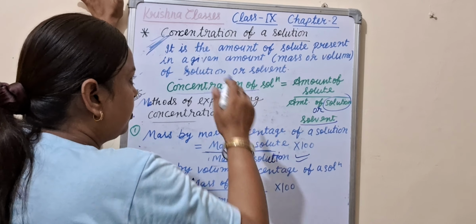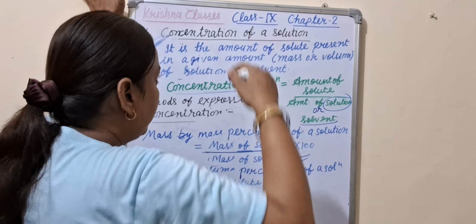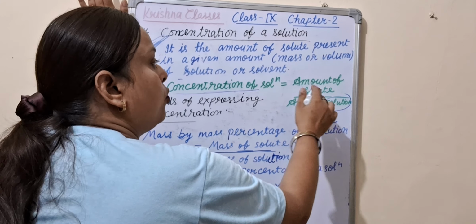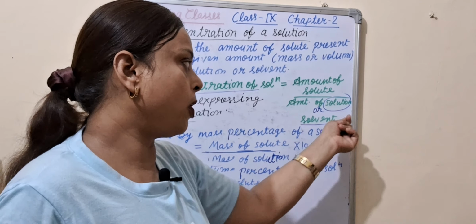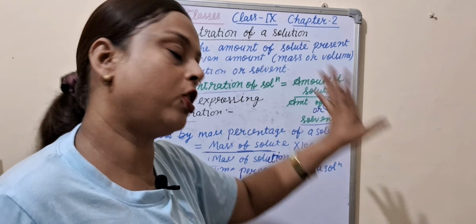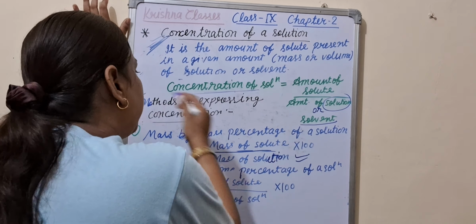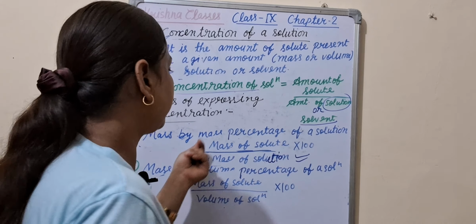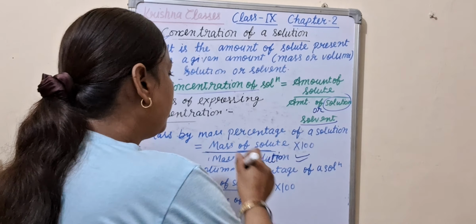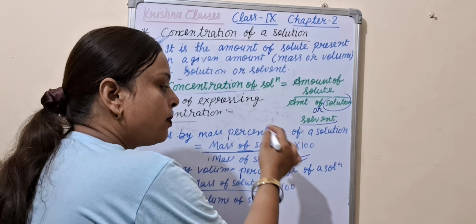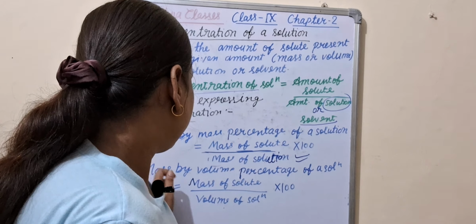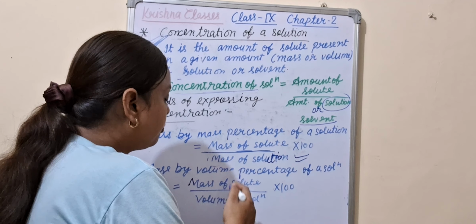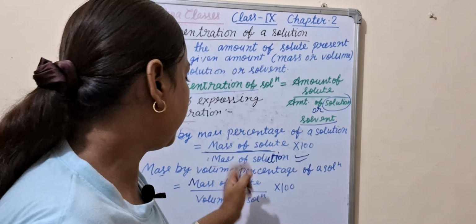What did we get in today's class? Concentration of solution is equal to amount of solute upon amount of solution or amount of solvent, both. For the method of expressing concentration, there are 2 methods. First, mass by mass percentage of solution, where mass of solute and mass of solution both are given. Second is when mass of solute is given and volume of solution is given, then you have to use this formula.